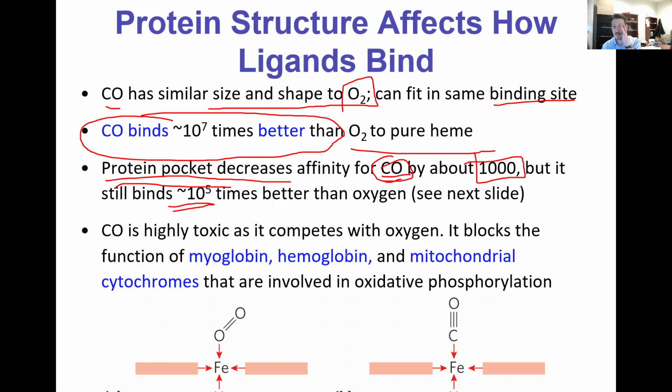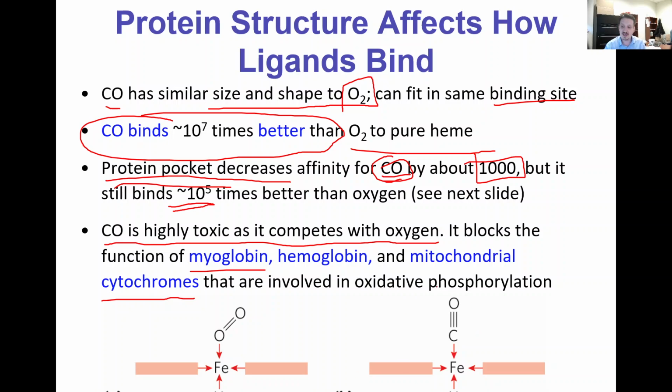Now, if it rises, then it becomes a problem, but atmospherically and normally it becomes fine. And CO is highly toxic because it competes with oxygen and various heme compounds, not just hemoglobin actually, of course, the same will be with myoglobin, but also the mitochondrial cytochromes involved in oxidative phosphorylation that contain heme groups.